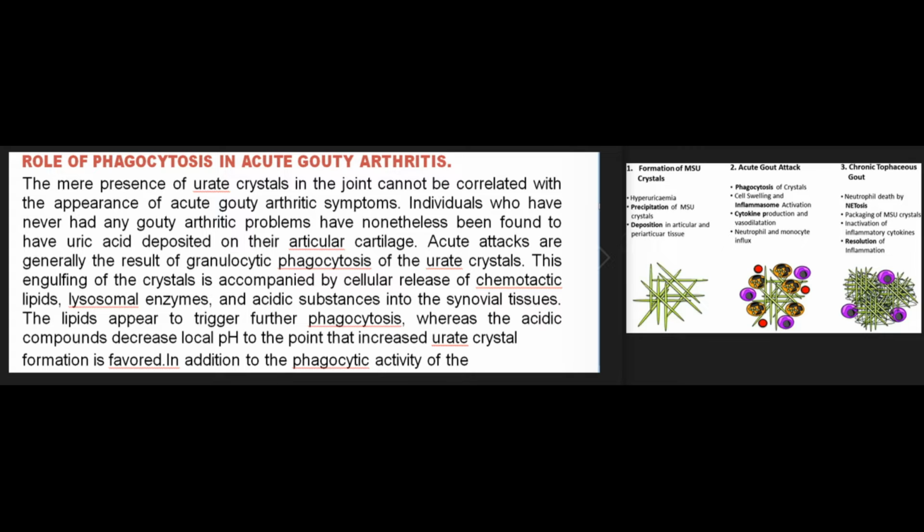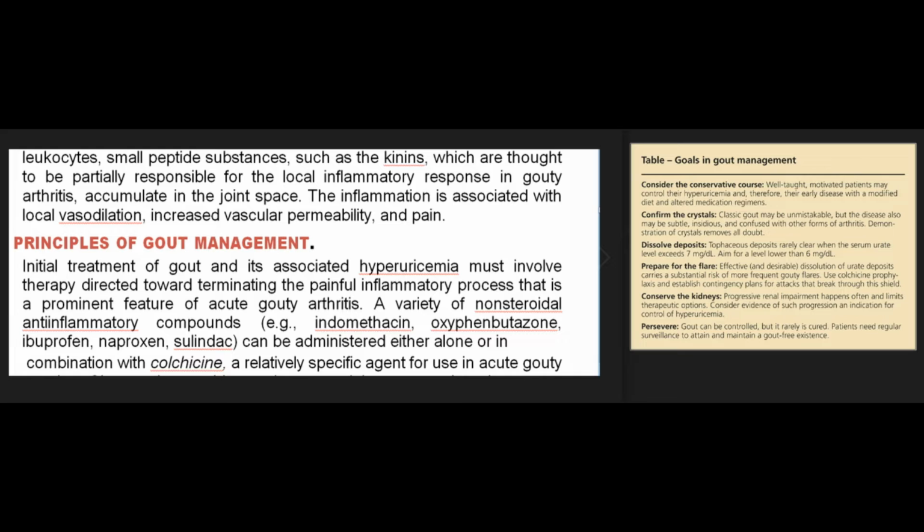This engulfing of the crystals is accompanied by cellular release of chemotactic lipids, lysosomal enzymes, and acidic substances into the synovial tissues. The lipids appear to trigger further phagocytosis, whereas the acidic compounds decrease local pH to the point that increased urate crystal formation is favored. In addition to the phagocytic activity of the leukocytes, small peptide substances, such as the kinases, which are thought to be partially responsible for the local inflammatory response in gouty arthritis, accumulate in the joint space. The inflammation is associated with local vasodilation, increased vascular permeability, and pain.